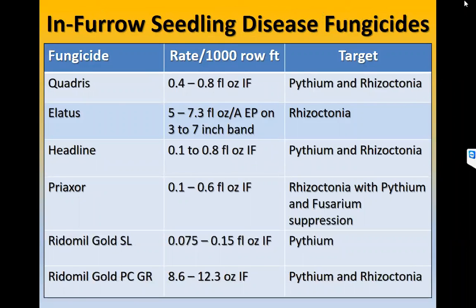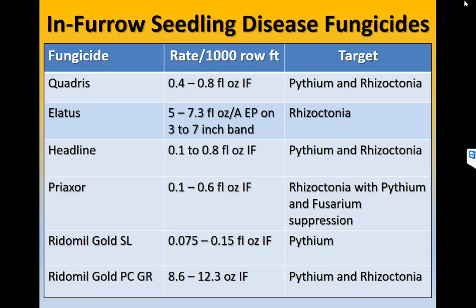Now, your in-furrow fungicide treatments have specific ranges of activity, and so Quadris, Headline, Paraxor all target rhizoctonia and Pythium. Your Ridomil Gold is only a Pythium product, and you've got to have the combination material in order to pick up rhizoctonia. I mentioned Fusarium as being an issue, particularly in southwest Georgia, but it may be one here. And the only one of the in-furrow fungicides that will pick up that particular disease is Paraxor.